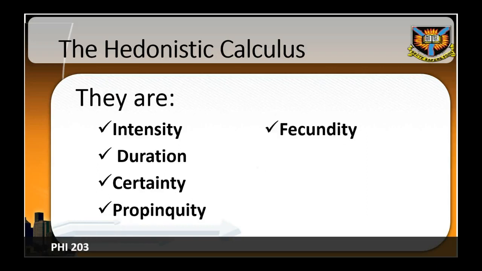Fecundity. This particular condition in the hedonistic calculus maintains that for an action to be considered as being morally good, its consequence in the form of pleasure must be such as is able to generate further pleasures. Put succinctly, a good moral action is one whose favorable consequence is likely to produce more pleasurable occurrences.